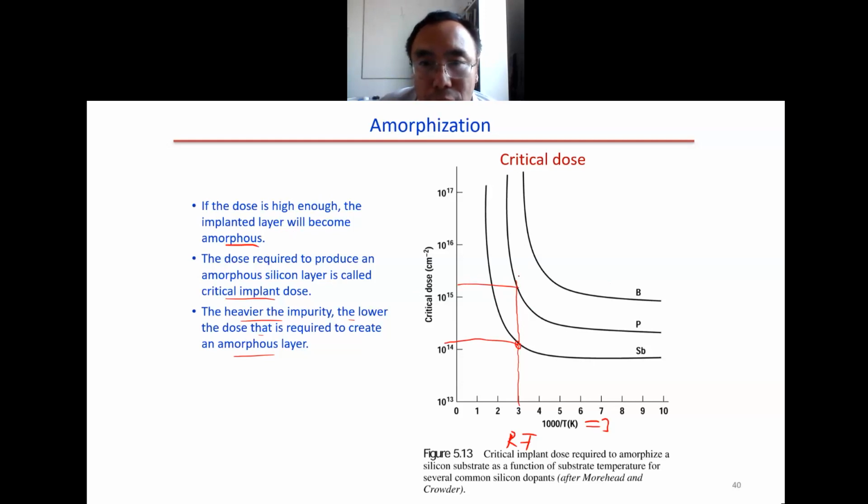But for the boron, you can see it never becomes amorphous, unless we have a lower temperature. For example, if you look here, then the boron can also become amorphous. So effectively, with a lower temperature, it's more difficult for the lattice to self repair. When we have a lower temperature, it's more difficult to self repair the lattice defects. That's why we need a lower dose to make it amorphous.